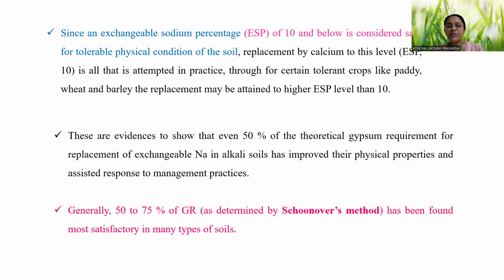It is shown that 50% of the gypsum requirement for the replacement of sodium in alkali soils helps in improvement of physical conditions and also the chemical properties of soil. Generally, 50 to 70% of the gypsum requirement is applied for many types of soils. Gypsum requirement of alkali soils is generally determined by Schoonover's method, developed by the scientist Schoonover.